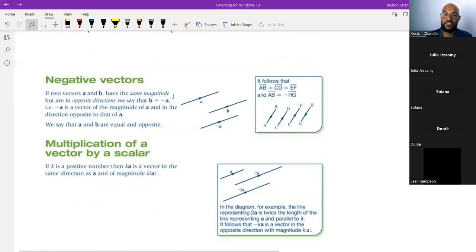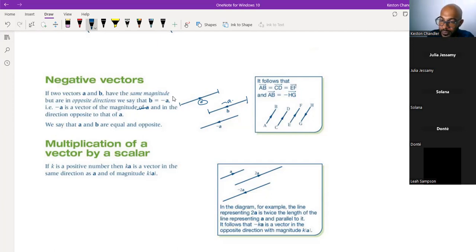Negative vectors now. If two vectors have the same magnitude, but they're in opposite directions, then we could write them like this, right? So this is the same length as A. A is going from here to here, same magnitude, right? But B is in the opposite direction. So B is actually a negative. It's the same vector, but just in the opposite direction. So B is negative A, right? So negative A is a vector that has the same magnitude as vector A, but is in the opposite direction. So we could say that A and B are equal and opposite. They're equal in terms of magnitude, but opposite in terms of direction.